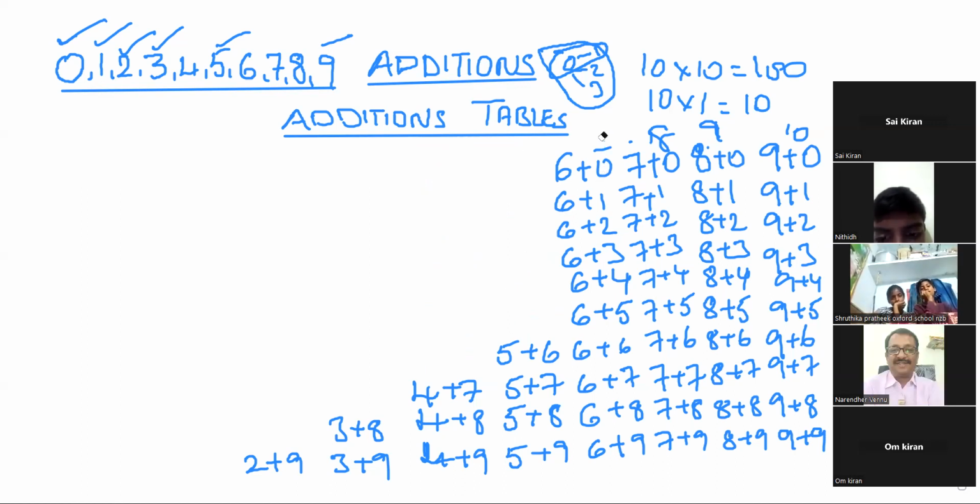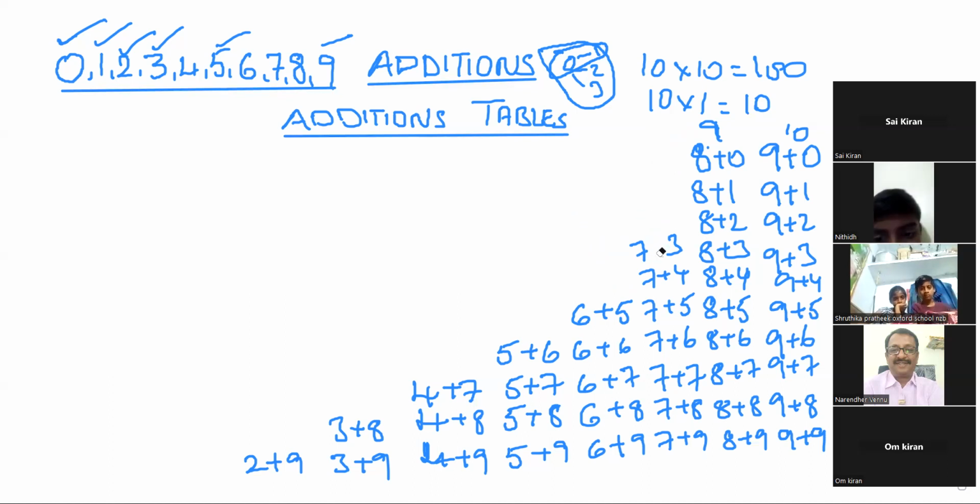Okay. With 6, 6 plus 0 to 6 plus 4, no problem, because only up to this point they're adding up to 10. The above combinations are going above 10. Okay. With 7, 7 plus 0, 7 plus 1, 7 plus 2, 7 plus 3. Only this.